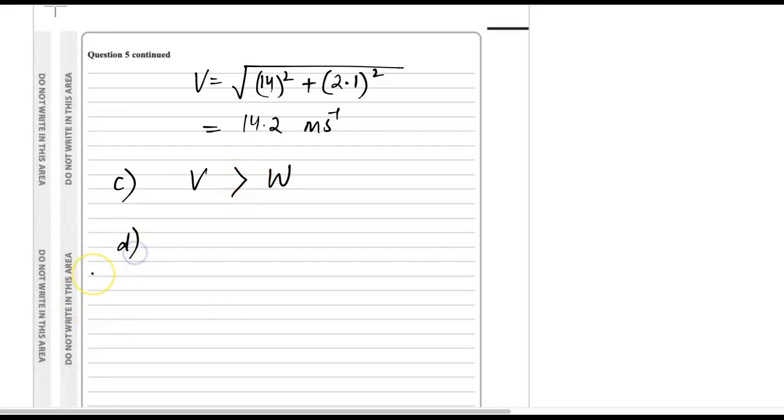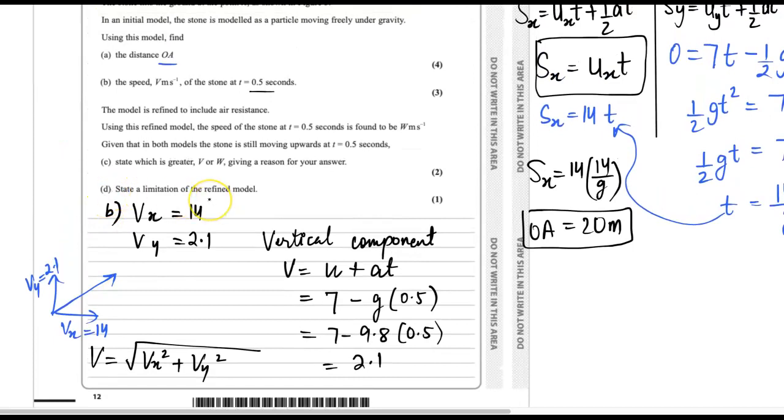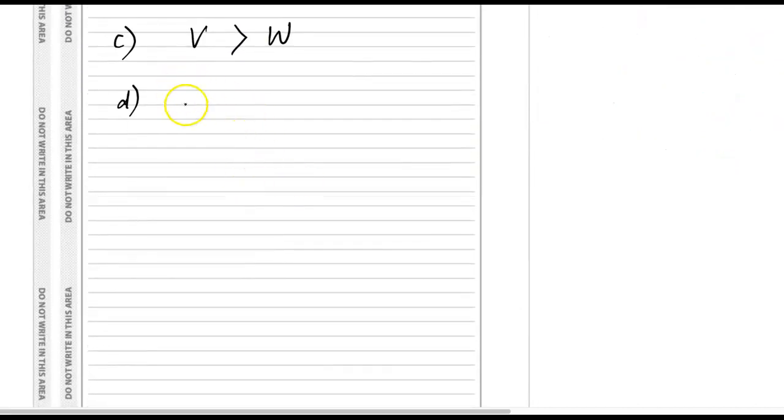Now the last part: state a limitation of the refined model. What did we include in the refined model? Just the air resistance. We did not include the spin of the object, or the wind, like how strong the wind is. We just have included air resistance over there. So in that case we can say the spin could be a factor that should be included if you want to make it very accurate, or maybe wind is also going to be adding to the refinement if you add it.